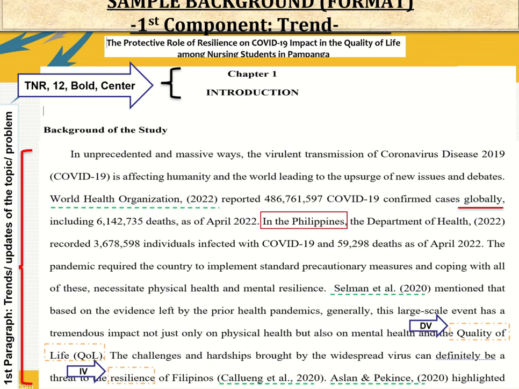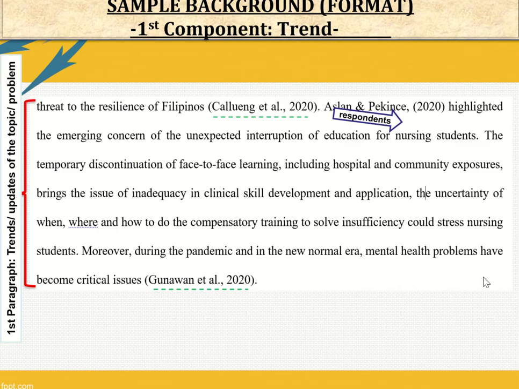So again, cite your references properly. Here, the significant updates about the major variables were also indicated in this first paragraph. And then, this one is just a continuation of the previous slide, or the continuation of the first paragraph.